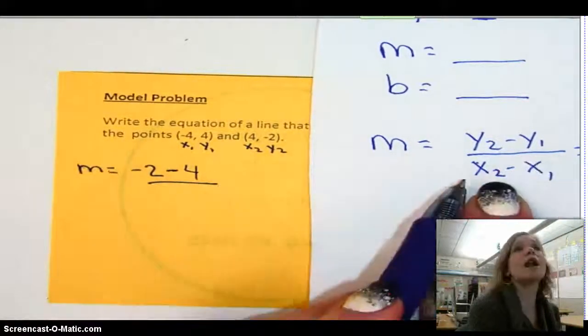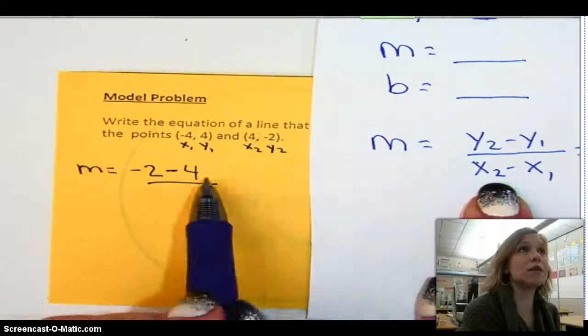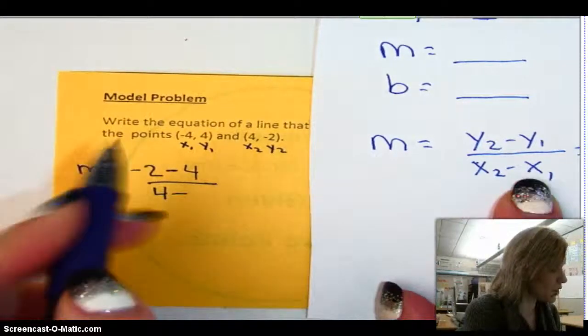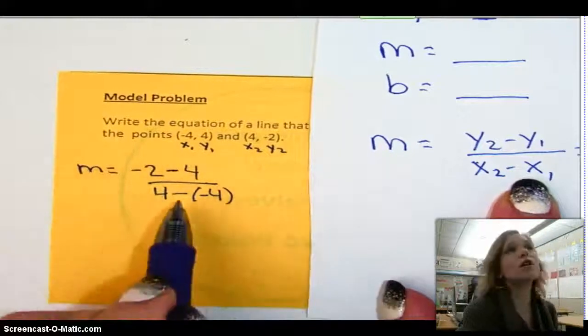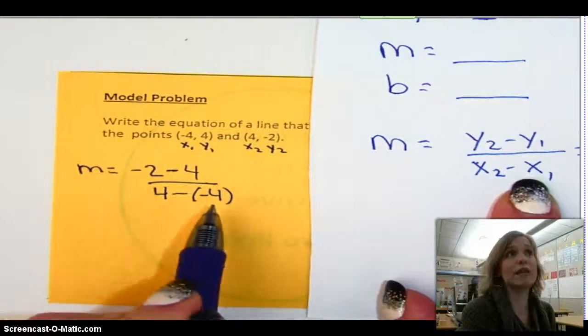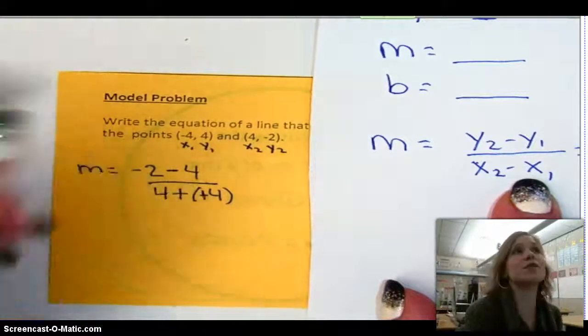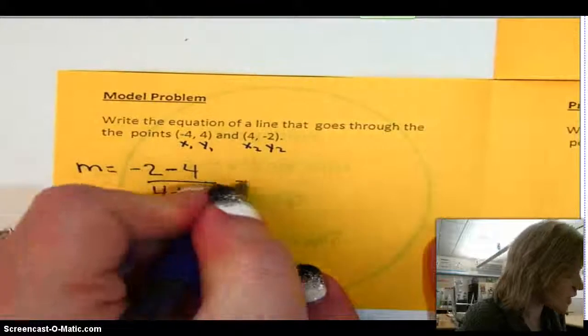Then we're going to go to the bottom of our fraction, and we're going to take the x from the second point, which is 4, and subtract x from the first point. And x from the first point is -4. So we're subtracting a -4. Anytime you're subtracting a negative, you can go ahead and turn those both into positives. Integer rules. Okay? So all we've got to do now is solve this.